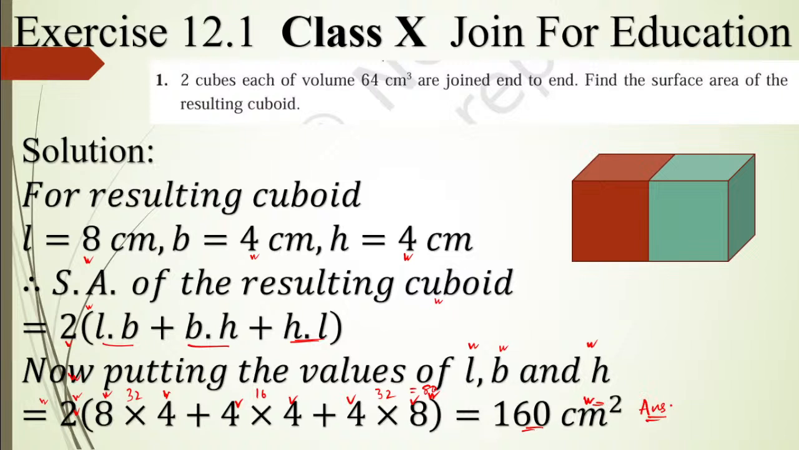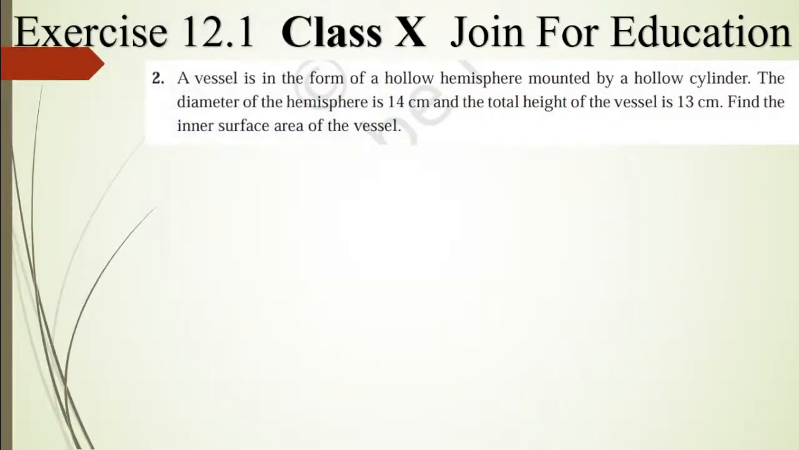Hope there is no problem to understand the solution of question number 1. Let's see question number 2. A vessel is in the form of a hollow hemisphere mounted by a hollow cylinder. The diameter of the hemisphere is 14 centimeter and the total height of the vessel is 13 centimeter. Find the inner surface area of the vessel.